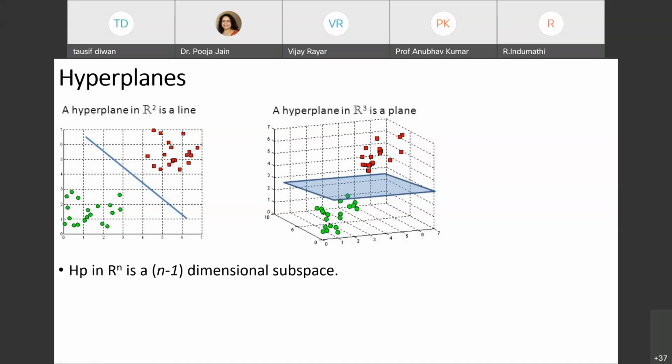So what is the generalization? Generalization is this: a hyperplane in an n-dimensional space is nothing but an n-1 dimensional subspace. Okay, just put n is equal to 3 here. Just look at this example. Here n is equal to 3, meaning data is distributed in three dimensions. So 3 minus 1 is a two-dimensional subspace. A two-dimensional subspace is nothing but a plane. Is it clear?